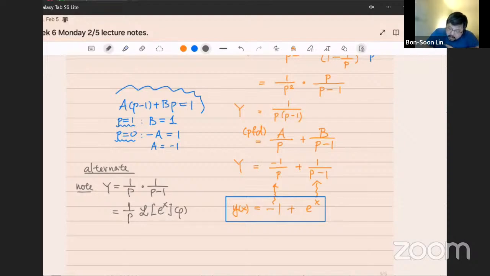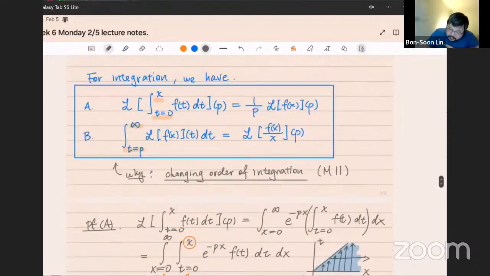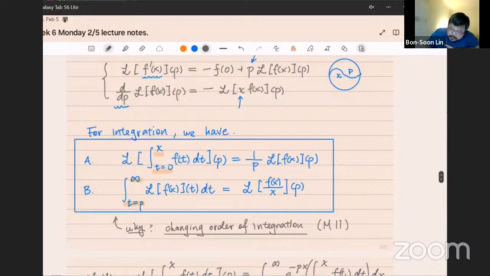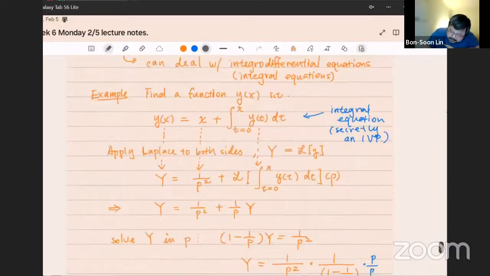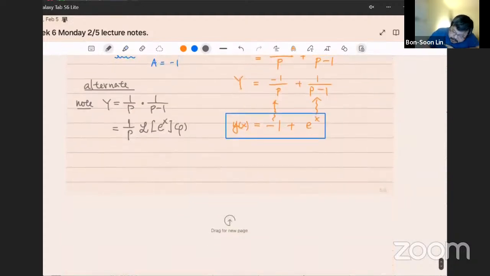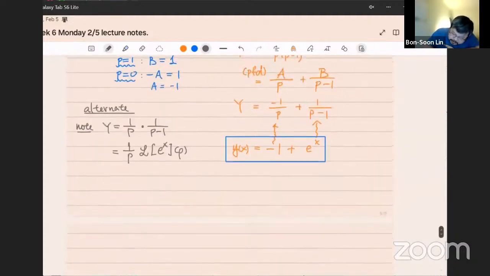So by our rule A right here, whenever we have 1 over p, we can use the reverse, as you suggest. So let's actually do that. This is saying that we need to take the Laplace transform of the integral of f of x from 0 to x. So we're doing this in reverse. This is the Laplace transform of the integral with t going from 0 to x of e to the t dt.